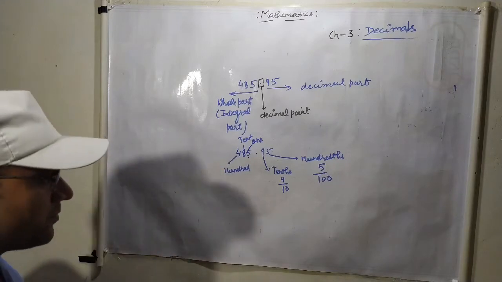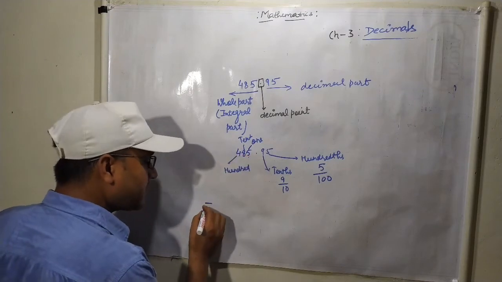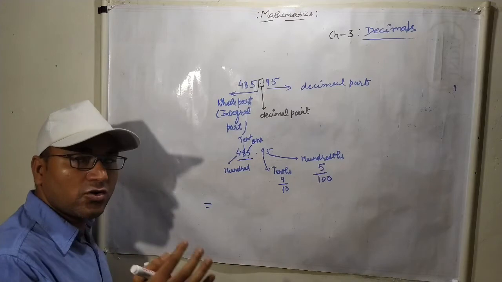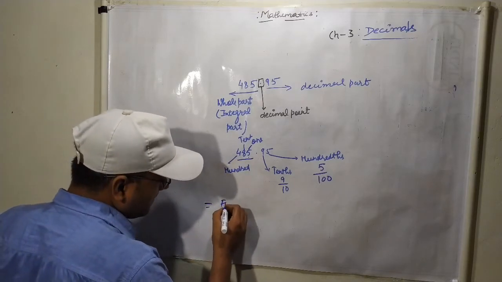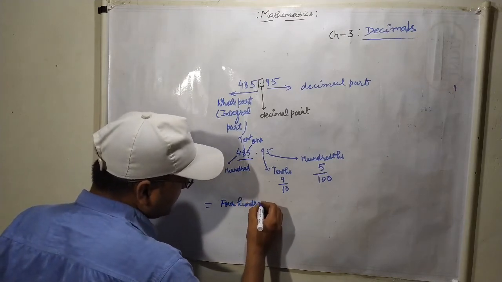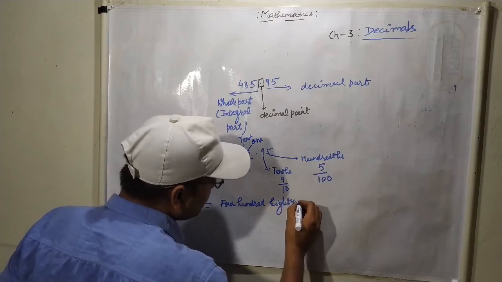These are a few basic points related to this decimal number. How will you read this one? You will read the integral part according to the place value. So 400, 100, 80, 85.